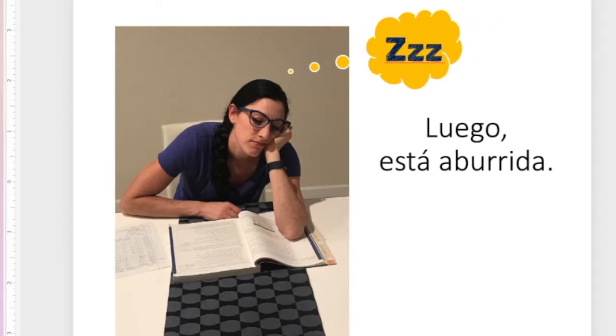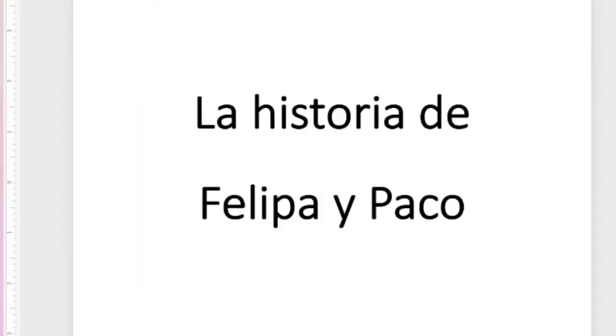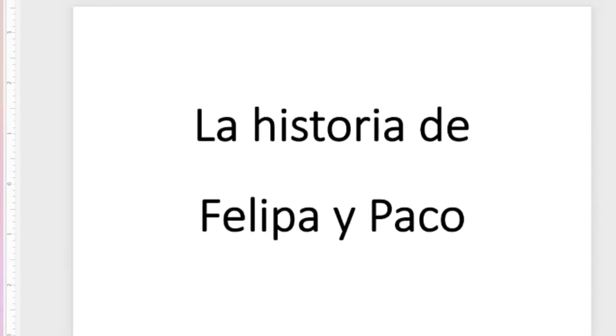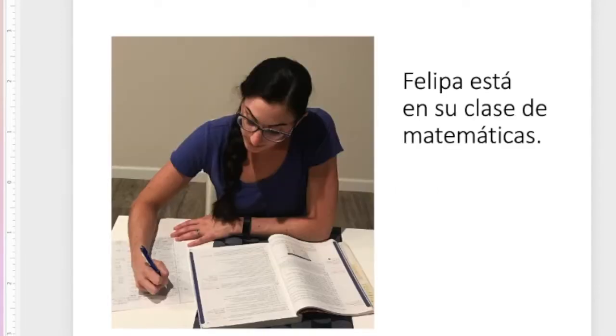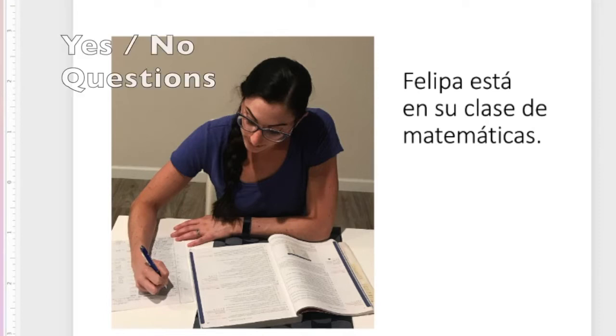Okay, so la historia de Felipe y Paco. Felipe está en su clase de matemáticas. So I'd start with yes or no questions. Felipe está en su clase de inglés? No. Felipe está en su clase de historia? No. Felipe está en su clase de matemáticas? Sí. Felipe está en su clase de música? No.